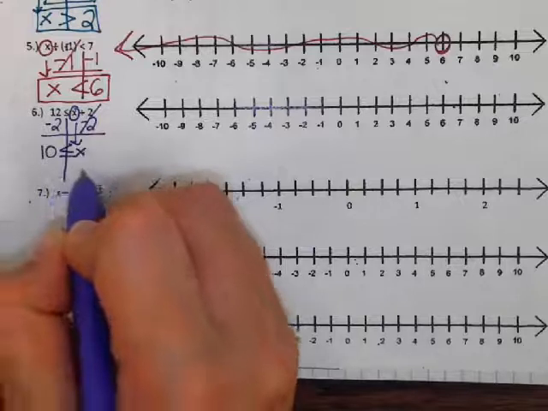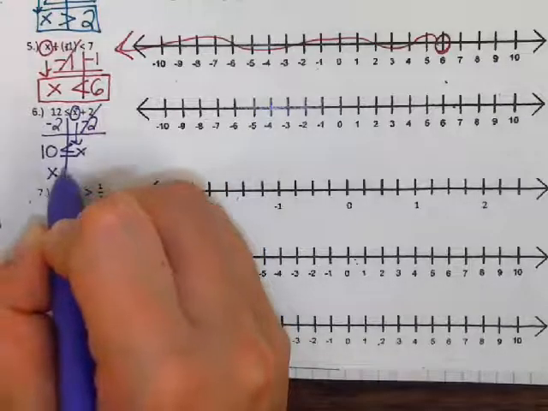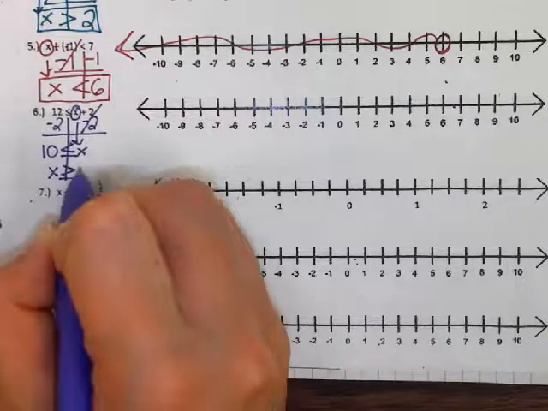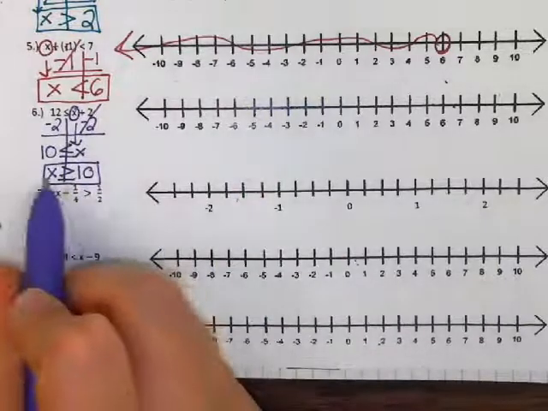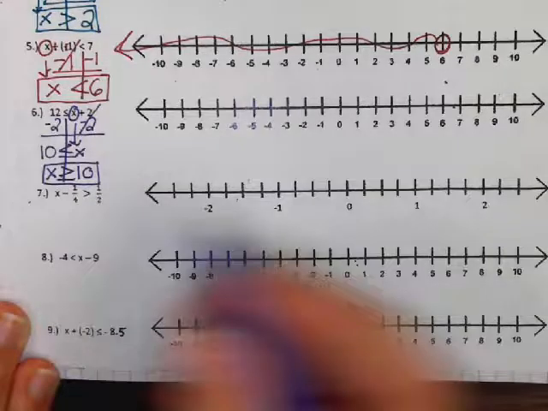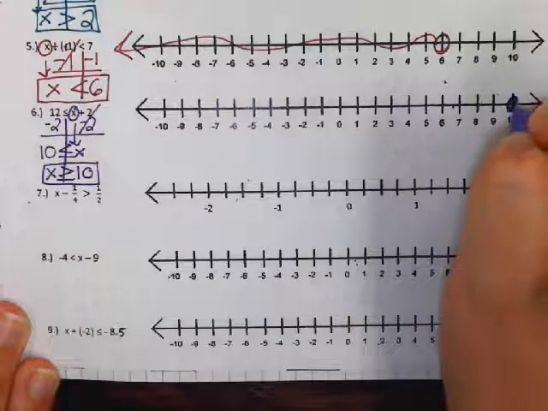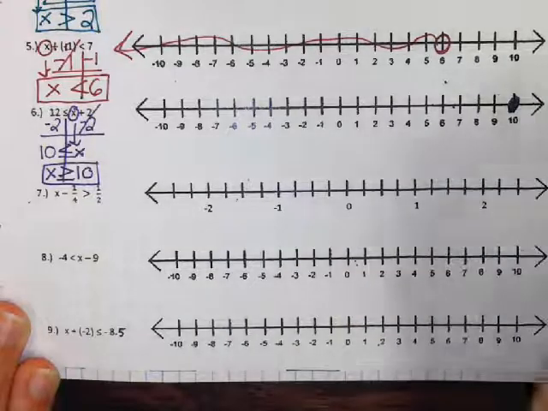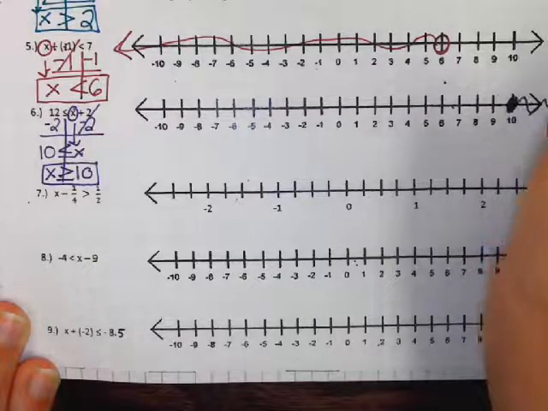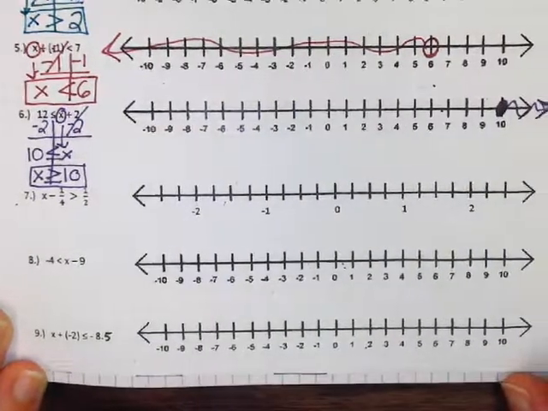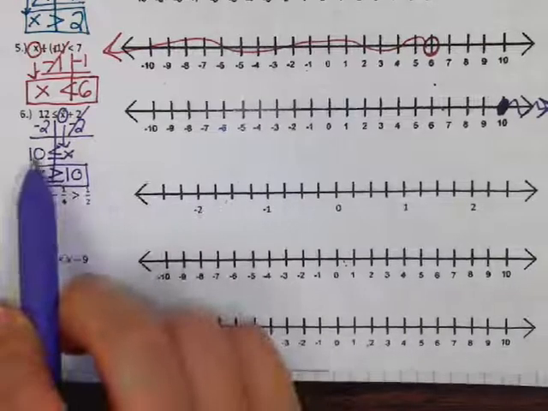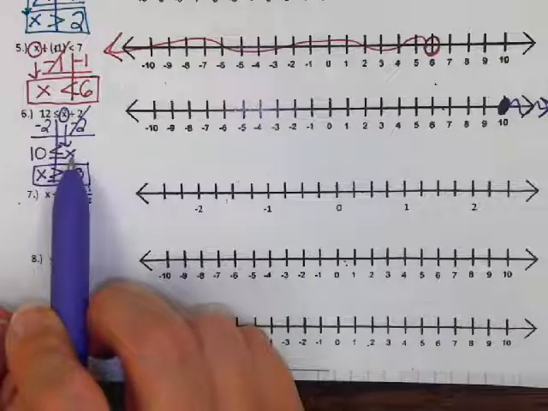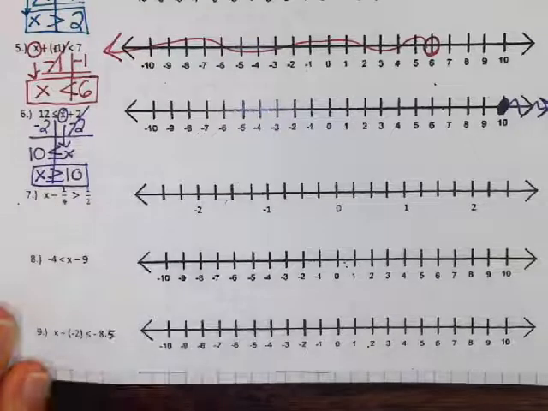Now, to help you with the arrows, yes, 10 is less than or equal to x. But if I say x is greater than or equal to 10, both would be fine, but this helps me with my arrows. So I'm going to do my 10, closed circle, arrow to the right. Because if 10 is less than or equal to x, x has to be greater than that.